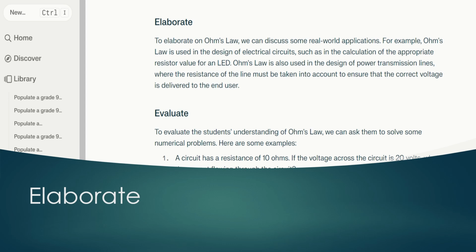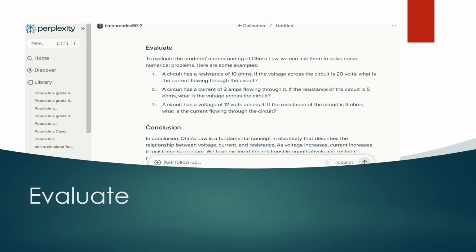With the elaborate section, to elaborate on Ohm's law, we can discuss some real-world applications. For example, Ohm's law is used in the design of electrical circuits, such as in the calculation of the appropriate resistor value for an LED. Ohm's law is also used in the design of power transmission lines, where the resistance of the line must be taken into account to ensure that the correct voltage is delivered to the end user. And then we get to the evaluation section of the lesson.